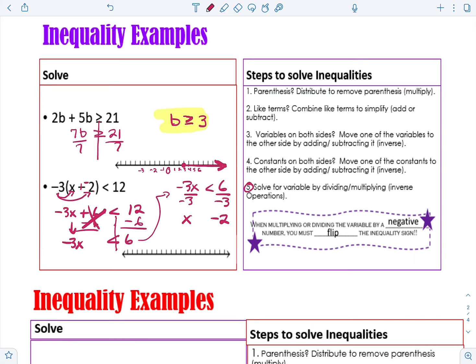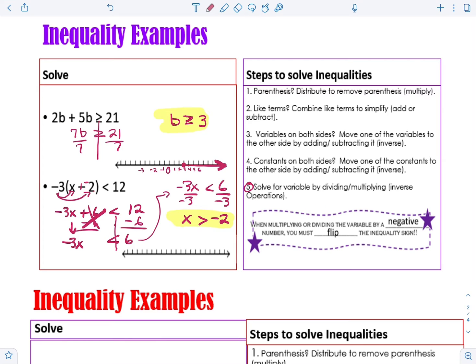But listen now, we just divided by -3. So that means this less than symbol needs to change to a greater than symbol. So that's the change. That's the thing that you might be like, okay, that's all you need to know. We switched this sign because we divided by a negative, and that's what this says here.